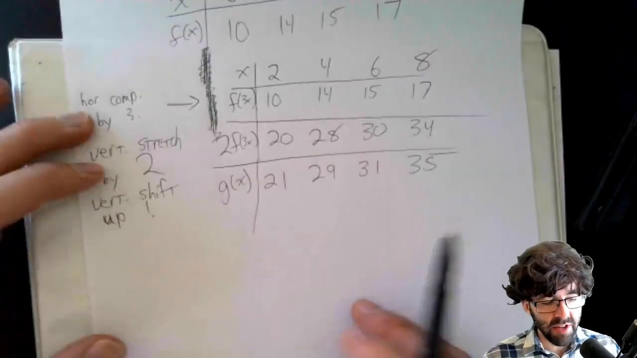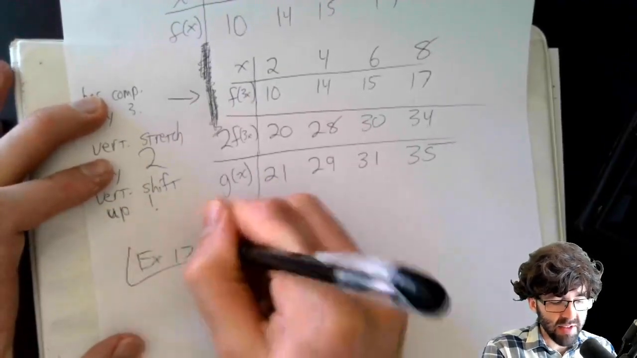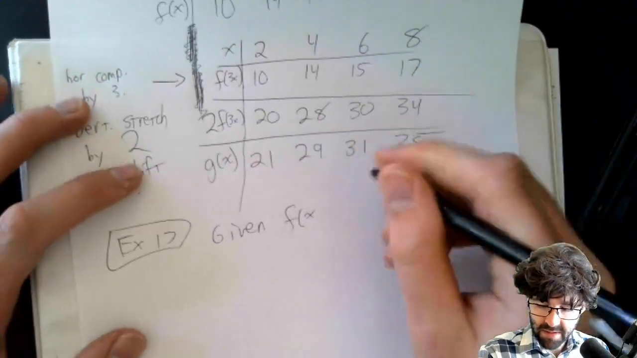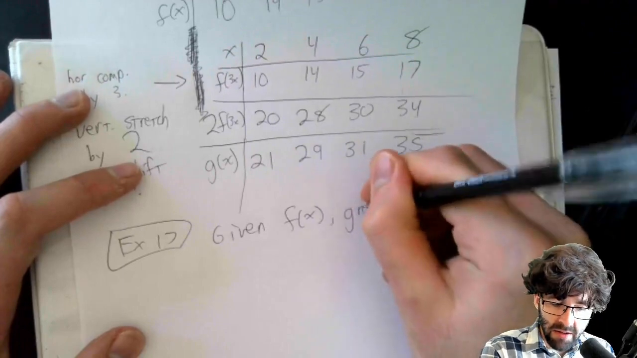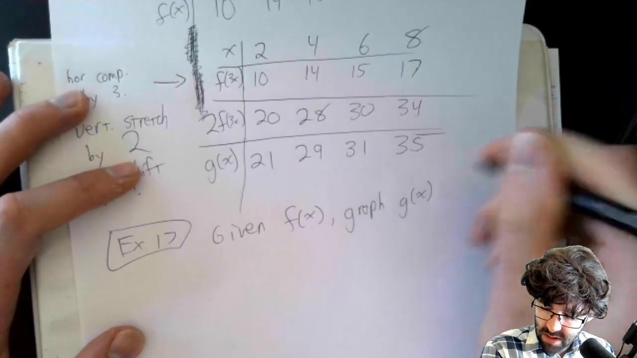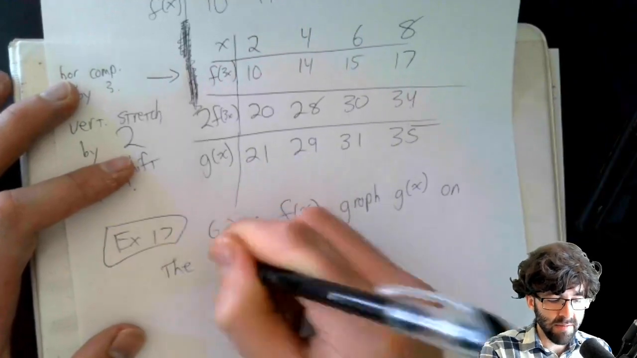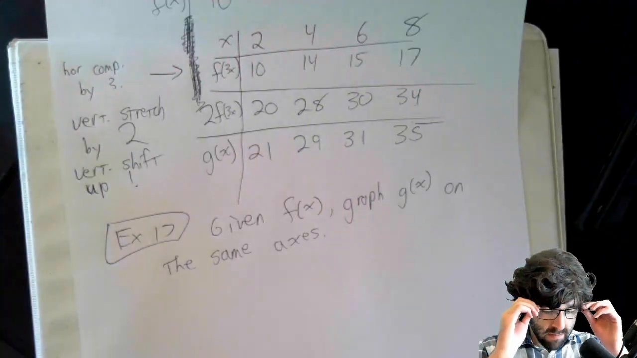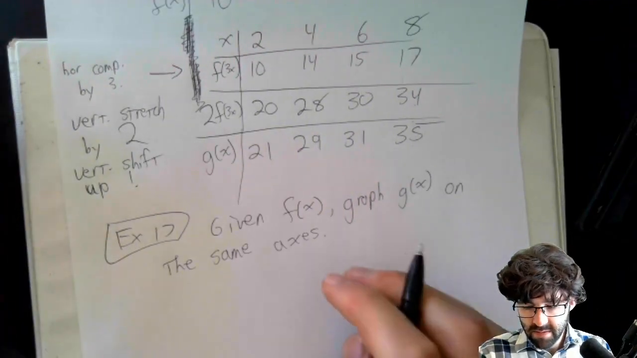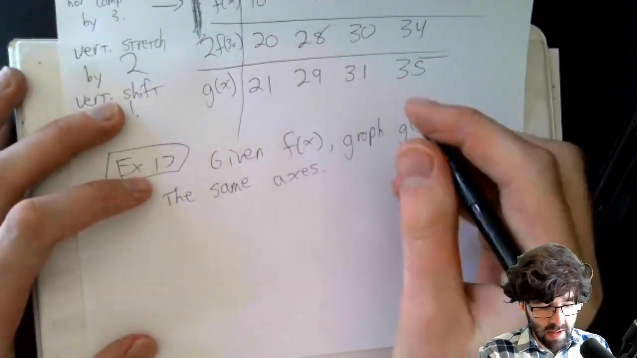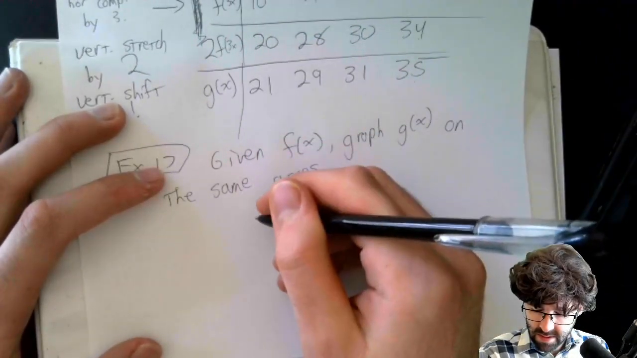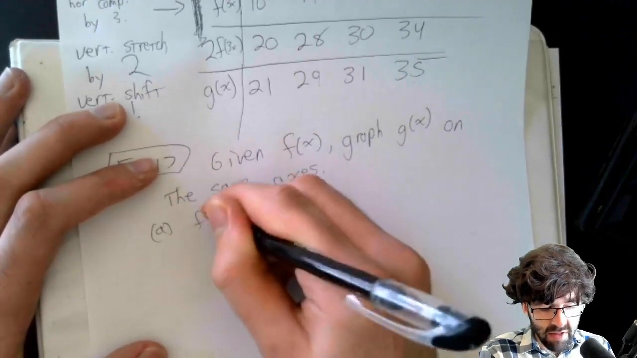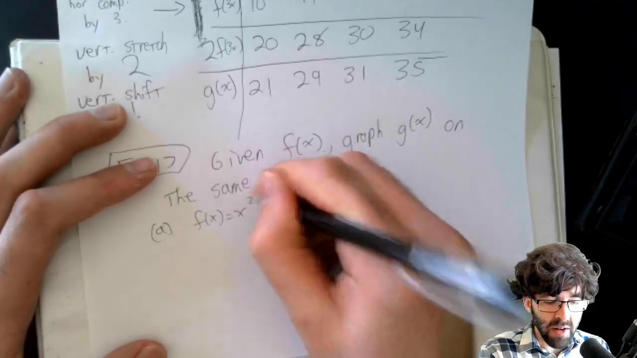Okay, let's finish off. Example 17. Given f of x, graph g of x on the same axes. All right, and for part A, f of x is going to be just x squared, a parabola.